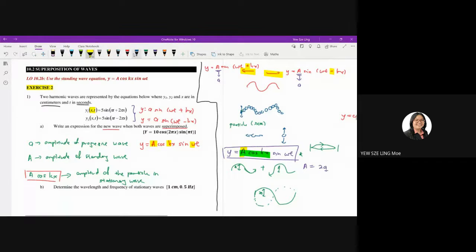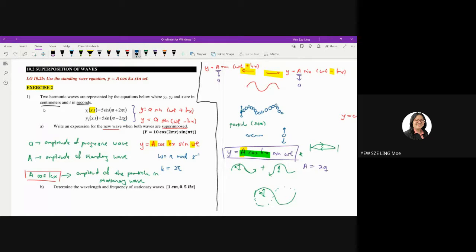So by comparison, we obtain omega equals pi radian per second, and we also obtain k equals 2 pi. Now, what is the unit? The unit follows the unit of x.